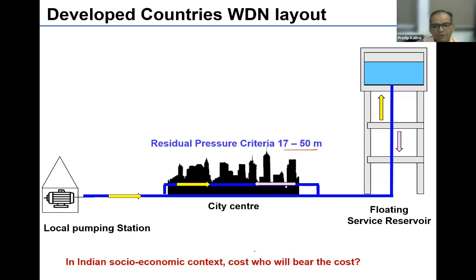In the Indian socio-economic context, who will bear the cost is a big issue. So it's not a technological challenge to provide water at a high pressure. Anybody can very easily design. If you give an infinite amount of resources, put good pumps or floating reservoirs, and try to provide a city with high pressure. The issue is whether we can make it affordable for all, whether this will sustain for a very dynamic nature in our cities where governance is very poor, where monitoring is very poor.